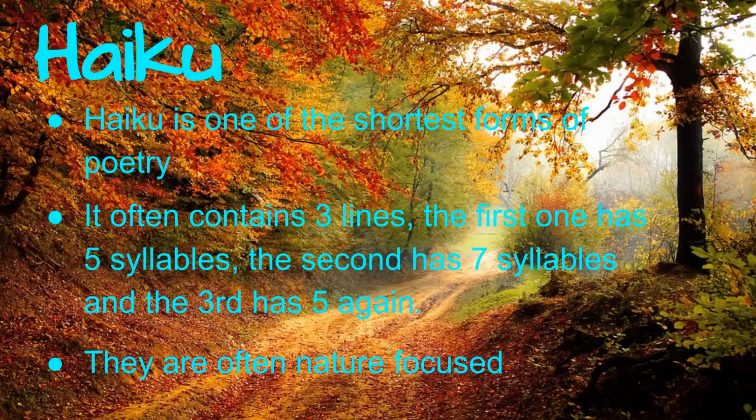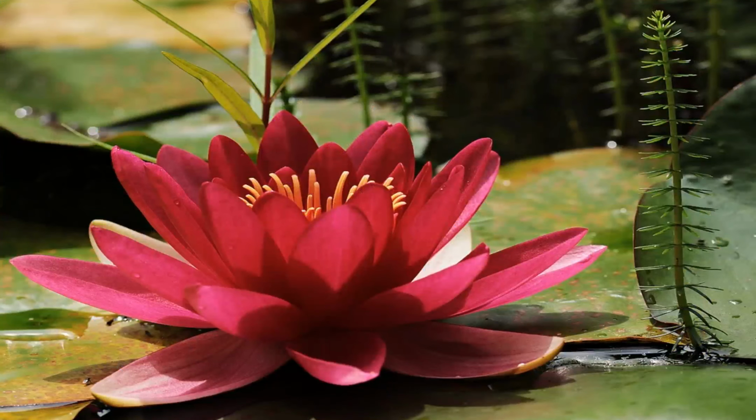One example of a form of poetry is a haiku. A haiku is one of the shortest forms of poetry, and it has 3 lines. The first one has 5 syllables, the second one has 7 syllables, and the third has 5 syllables again. And it's a Japanese form of poem, and they are often nature-focused. Now, here's an example of a haiku.